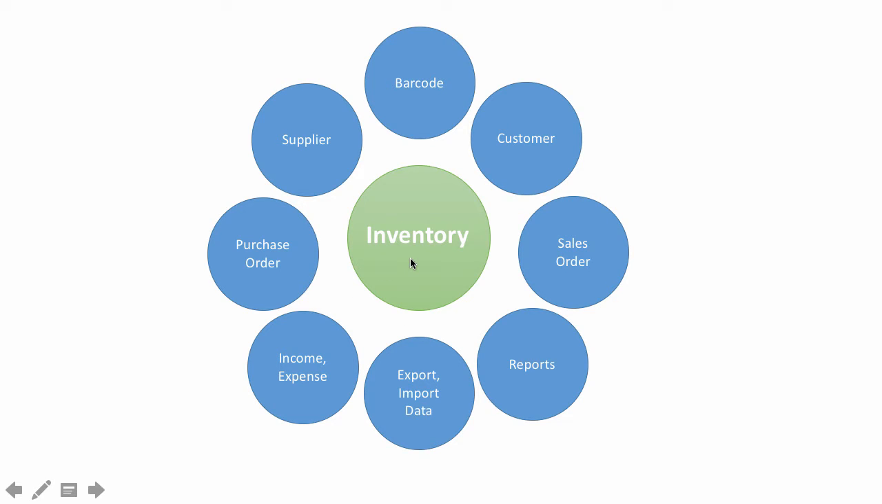Hence, the Instant Inventory app is a combination of all these modules. With that, you should be able to manage your inventory, your purchase orders along with your supplier data, your sales orders along with your customer data, and income and expense statements, along with extensive reporting. Also, you can export and import data, and take a backup of your data. Now we'll see some of the screens and the navigation.